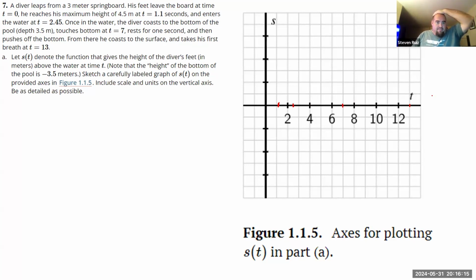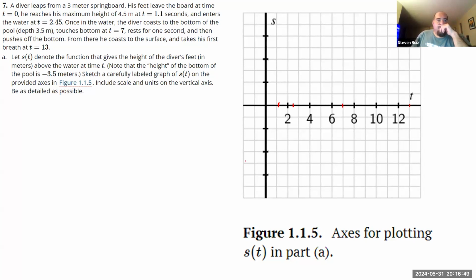One important thing that I haven't seen yet, I have a guess, but I want to know: if we talk about position, we have to know in reference to what. So part A, let S of t denote the function that gives the height of the diver's feet above the water. Okay, so it sounds like the surface of the water is going to be S equals 0. That's going to be our 0 position. So everything is in reference to that, which is confirmed by this in the parentheses. Note that the height at the bottom of the pool is negative 3.5 meters.